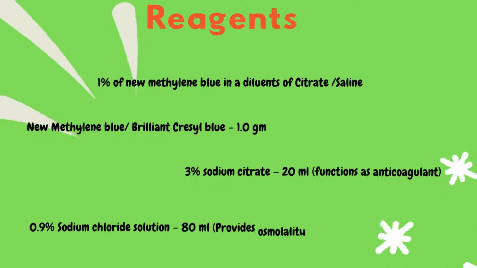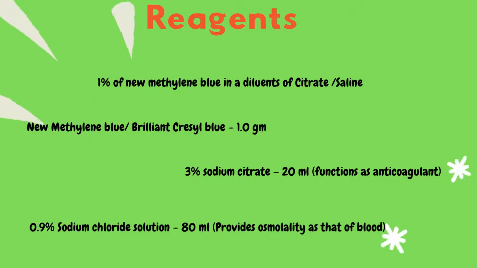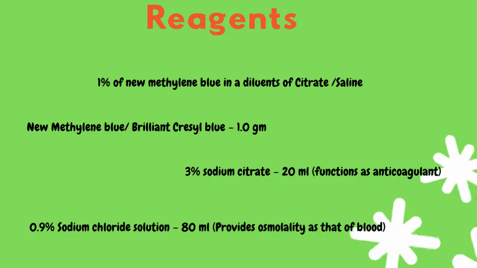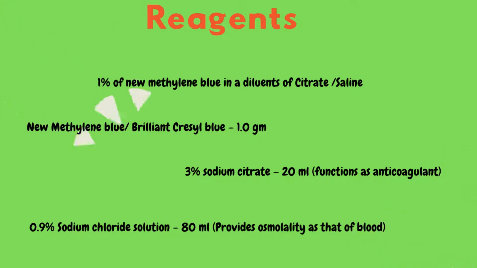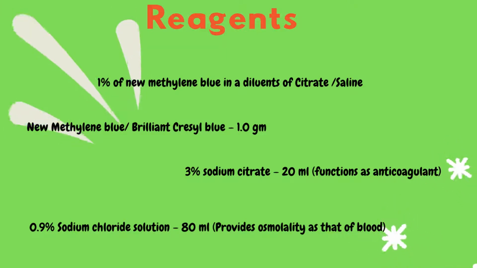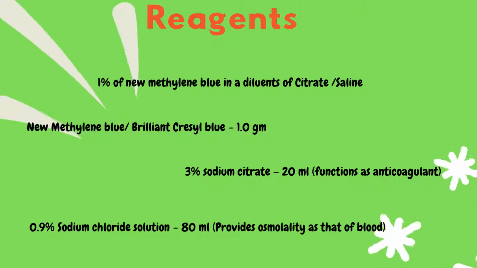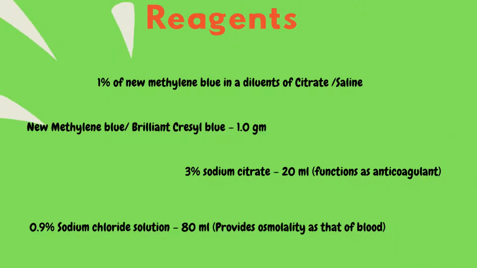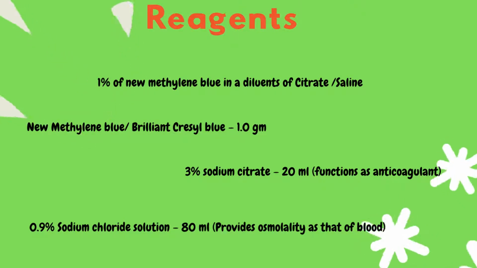Reagents involved in the staining of reticulocytes include 1% new methylene blue in a diluent of citrate or saline: new methylene blue or brilliant crystal blue for 1.0 gram, 3% sodium citrate for 20 ml which functions as an anticoagulant, and 0.9% sodium chloride solution for 80 ml which provides osmolarity the same as that of blood.